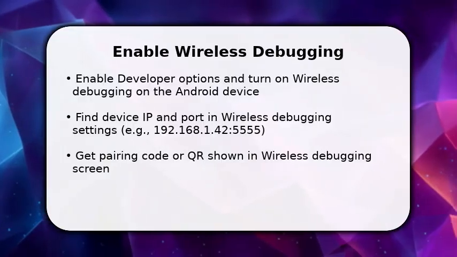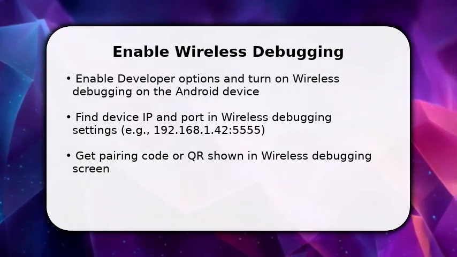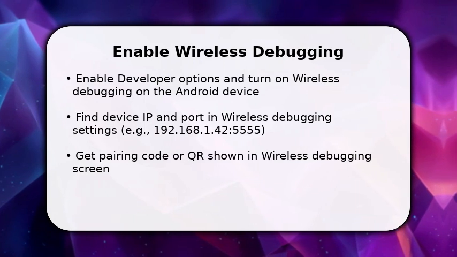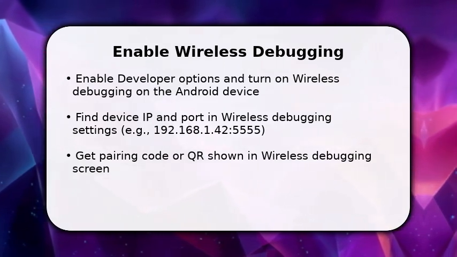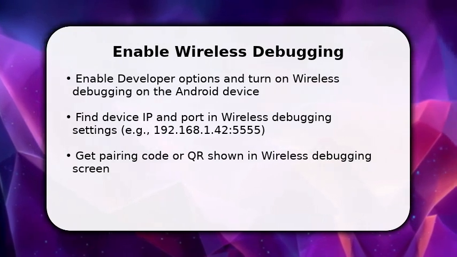You begin by enabling developer options and turning on wireless debugging on the device. This opens the ADB over Wi-Fi interface. Next, note the device IP and port shown on screen because you'll target that address from your computer.